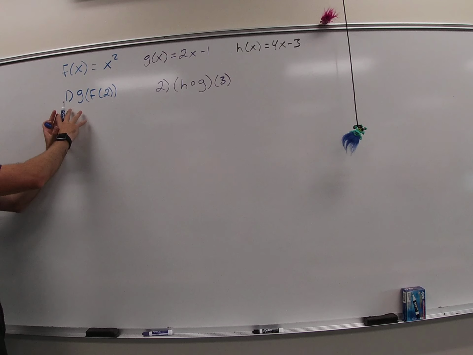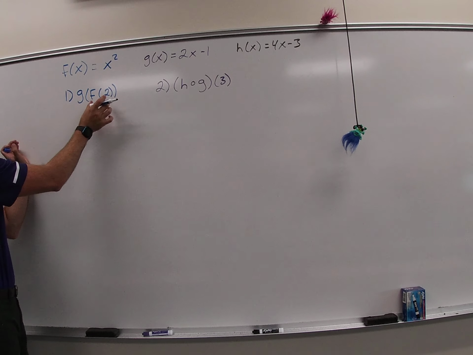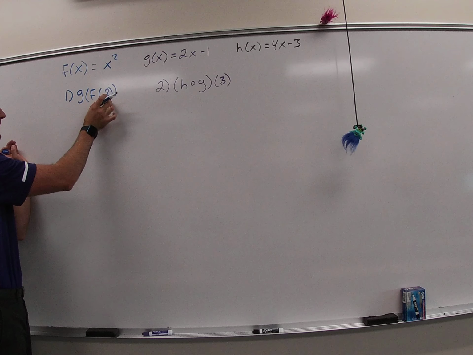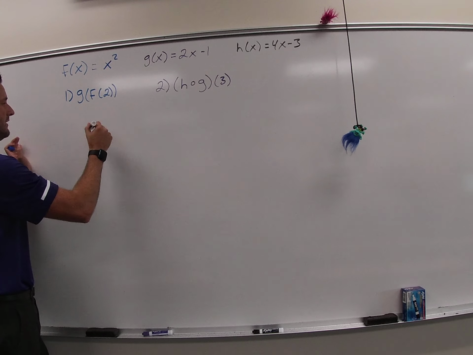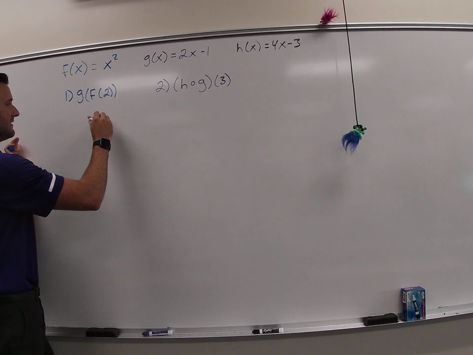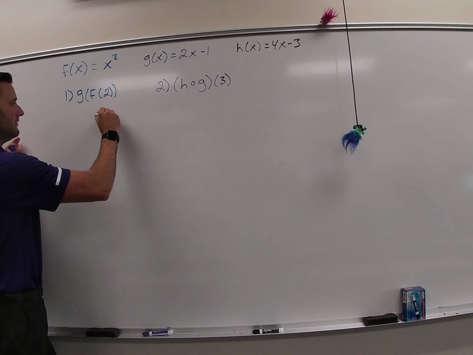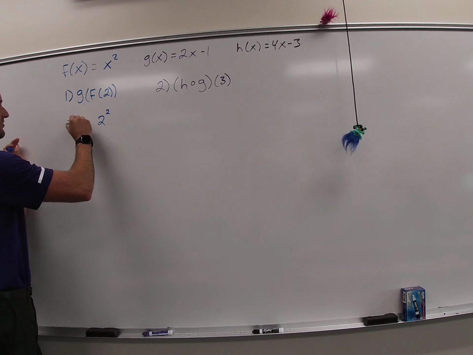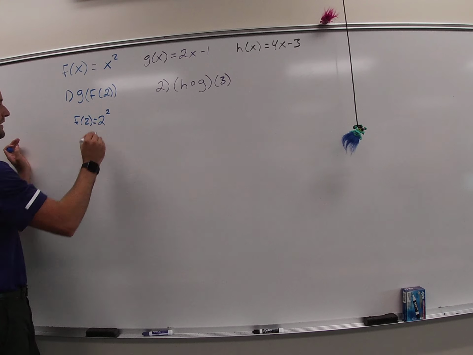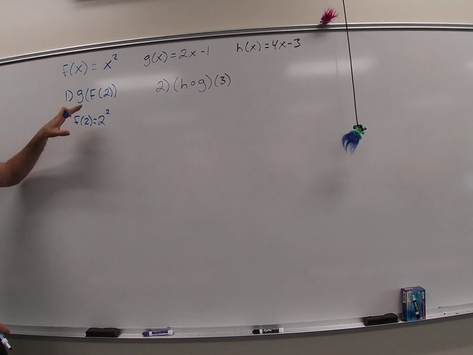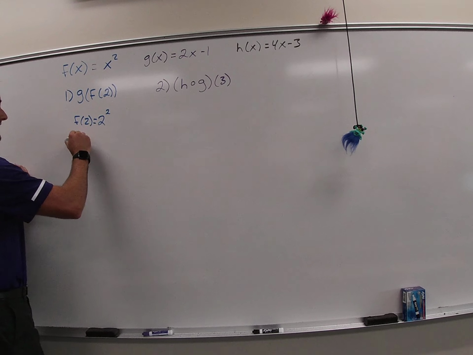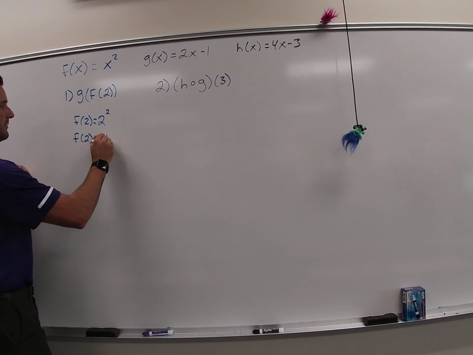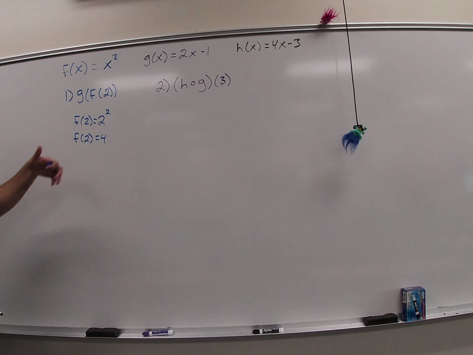I'm going to replace everywhere I have an x in f of x with 2. I'm not going to even worry about the g yet. I'm just going to figure out what f of 2 is equal to. So instead of x squared, I'm going to say 2 squared. Right now, this is just f of 2, and I want to know what that equals. When I replace x with a 2, I get 2 squared, meaning that f of 2 is equal to 4.